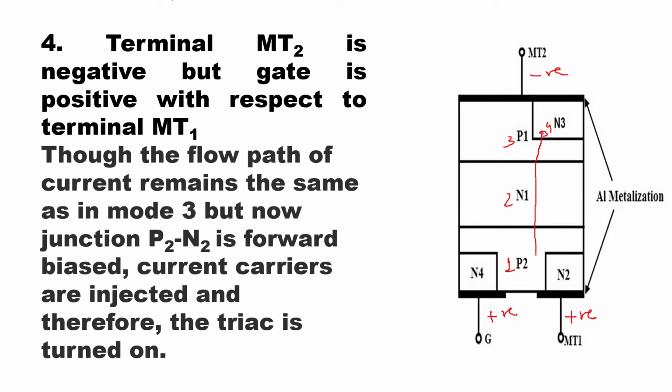Okay. So here the only difference between the third and fourth mode is that now the gate pulse will be positive. Okay. Once the gate pulse is positive, P2 N2 is in forward bias, current carriers are injected and therefore the triac becomes on. So in this way, there are four different ways or four different modes in which triac is going to work.